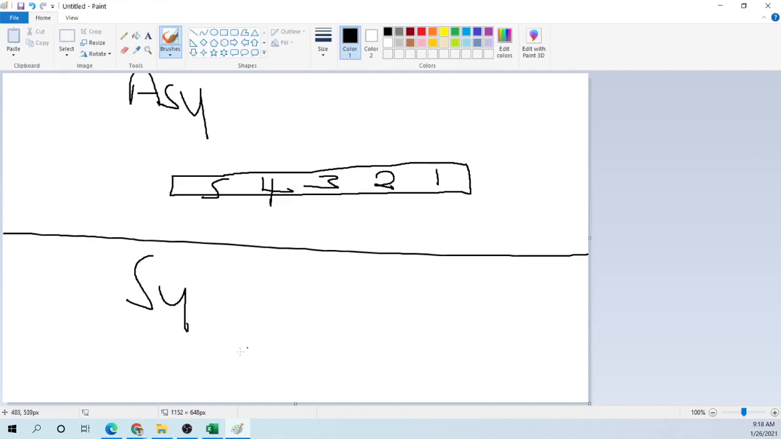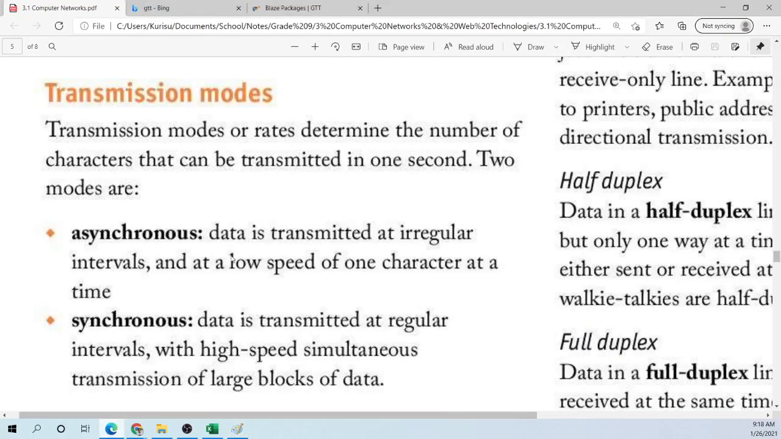So that's why it is slower, because the data is basically trailing each other. Unless 1 reaches, 2 will not be able to, 3 will not be able to, 4 will not be able to, and so on. So it's one character at a time, and the speed is slower. That is asynchronous.